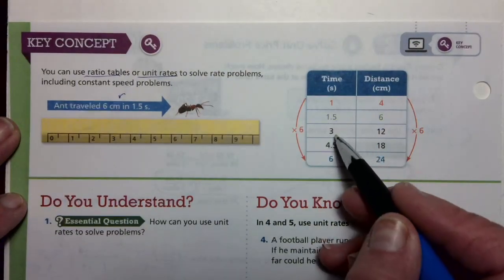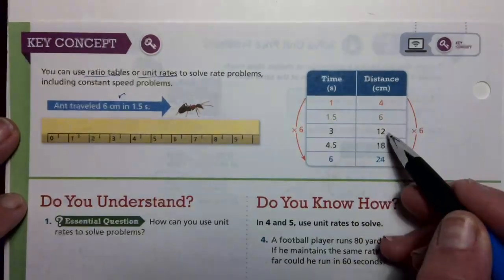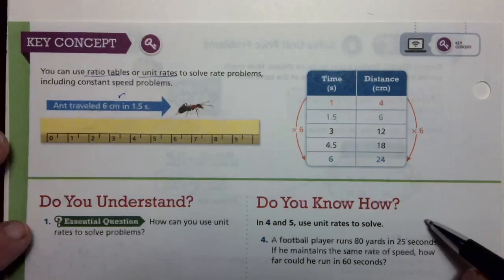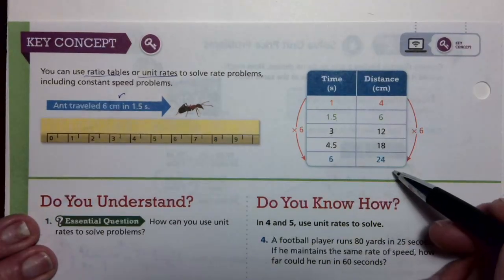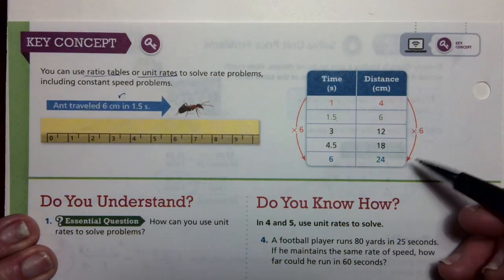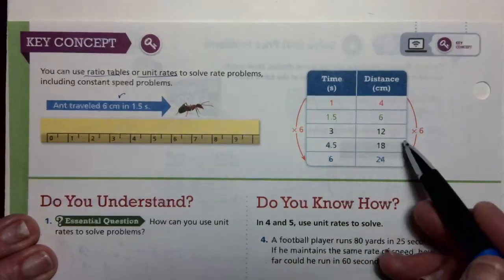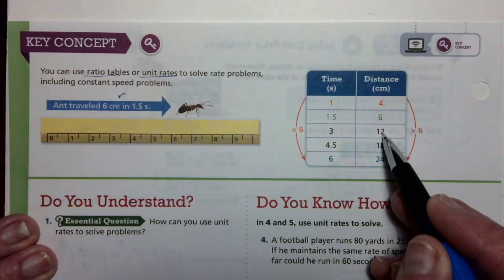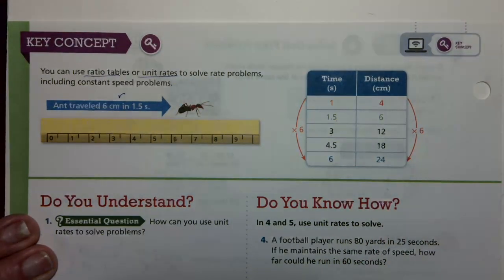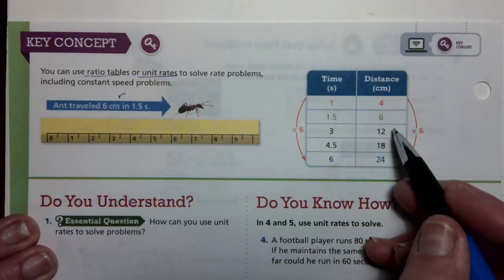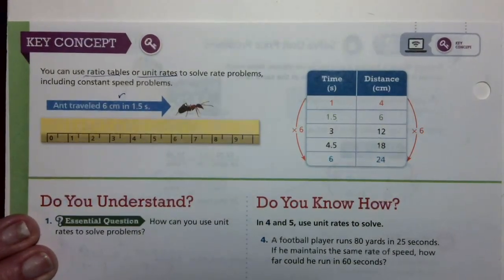Okay, so they double that, got 3, they double that, got 12. They kept going with a number and going up each time. Every time this grew 1.5, this one grew by 6. 6 and 6 and 6, yes.